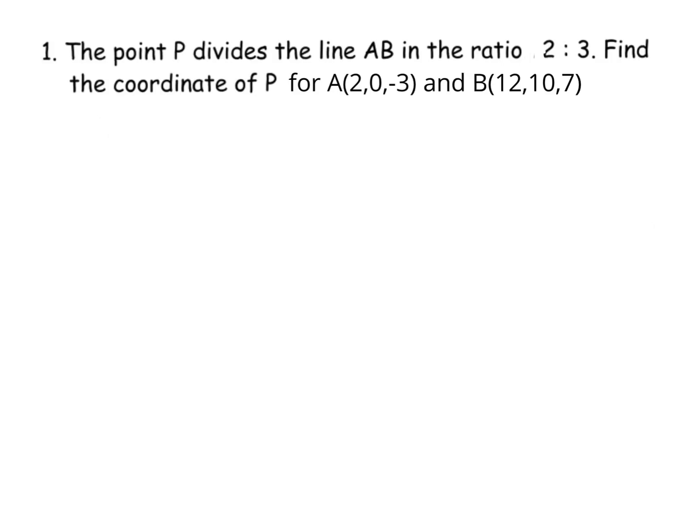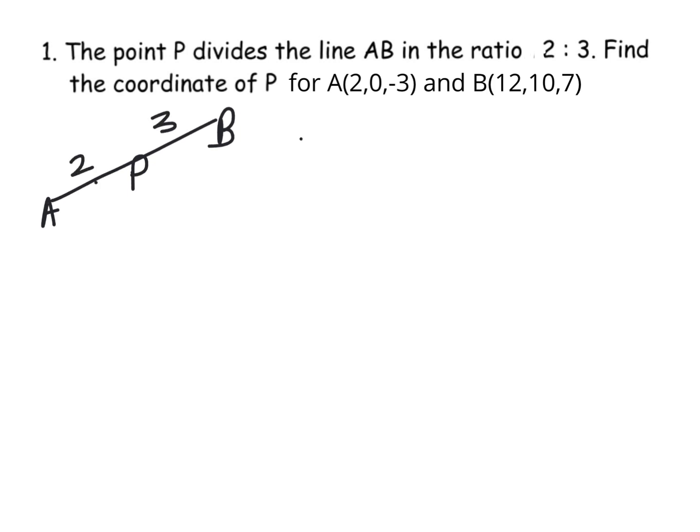Okay, so here's the question. The point P divides AB in the ratio 2 to 3. We have to find the coordinate of P. So again, I always start with a little sketch. It's just a sketch. So we've got A to B, and it is being divided by the point P somehow, okay? And we're told it divides in the ratio 2 to 3.